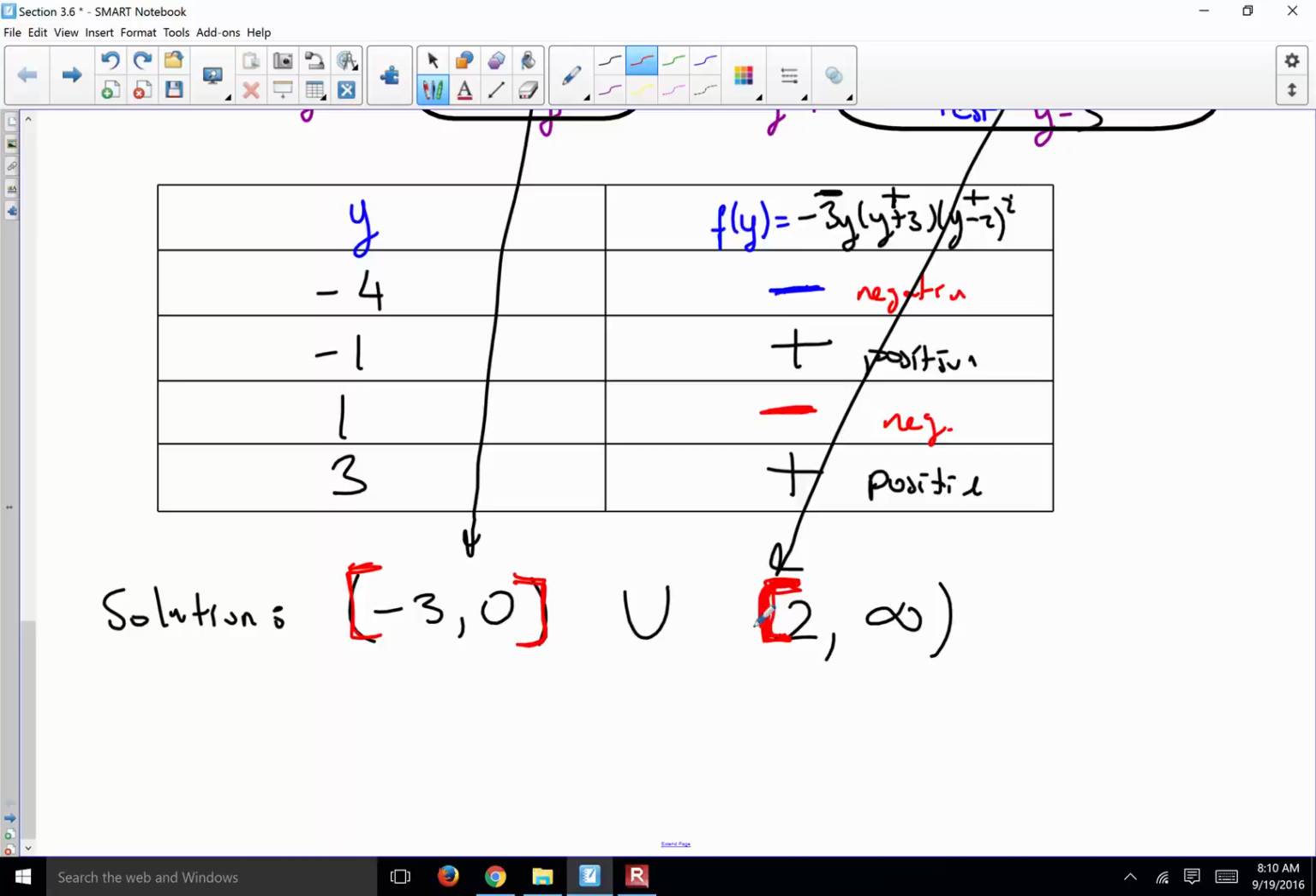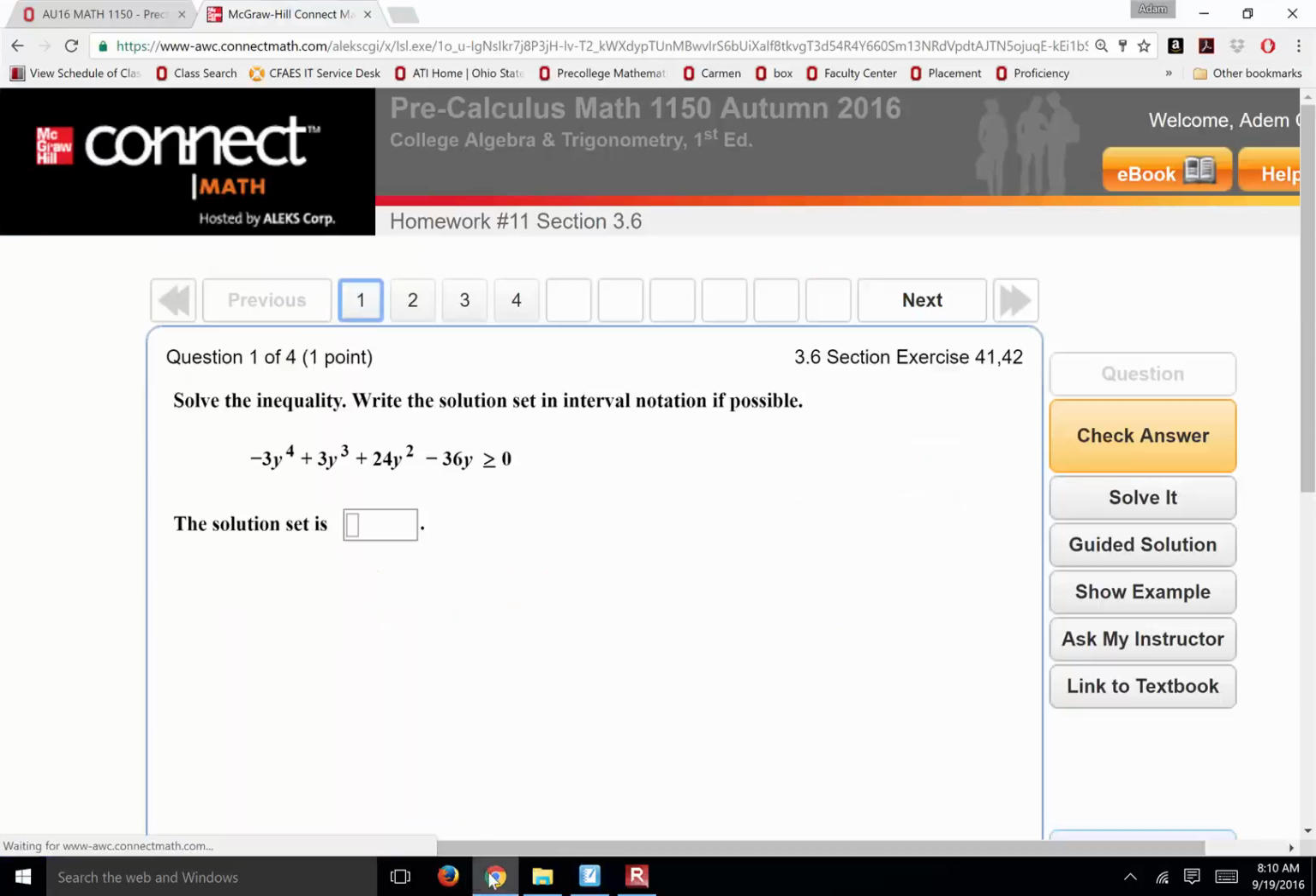So when may these endpoints not be included? When this 0 should be excluded, if it's an undefined value. Important. Just because you have an equal sign, you will not make a bracket all the time. Sometimes it can be parentheses because that value can be undefined when you insert it into the polynomial. Okay? Got it? So let's try this.